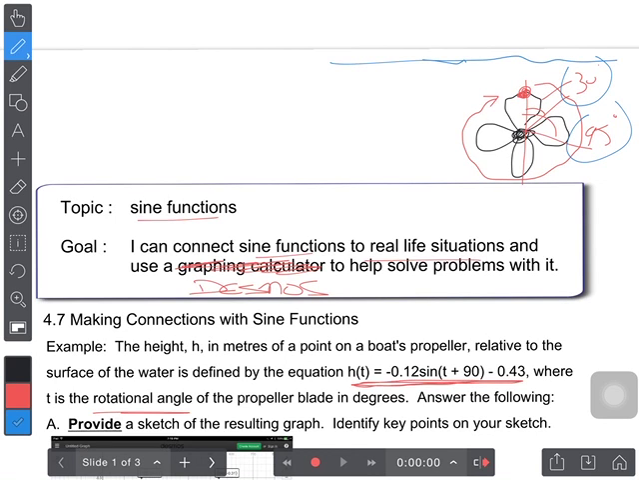So part A says provide a sketch of the resulting graph. So this is what you're going to do for me this year. In this particular lesson, you're going to use Desmos to graph the plot accurately. So I'm going to switch over to Desmos here.